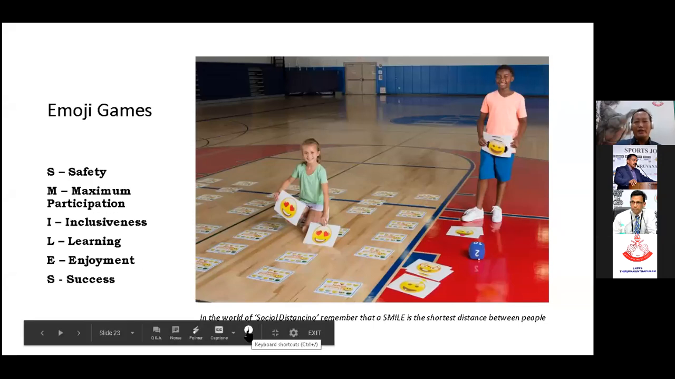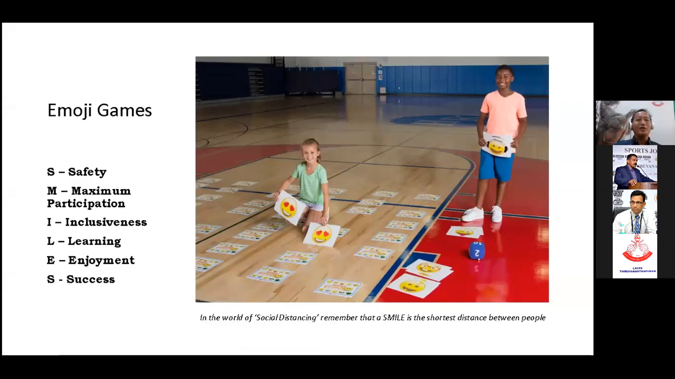And E, your class should enjoy. Enjoyment is important. Children, especially at the lower level, need a lot of enjoyment. And the last one, S, is for success. They have to have this feeling of success. Maybe this winning, sometimes they have to experience winning also. Those who experience losing today, maybe tomorrow they experience winning. This success feeling is so important with children.